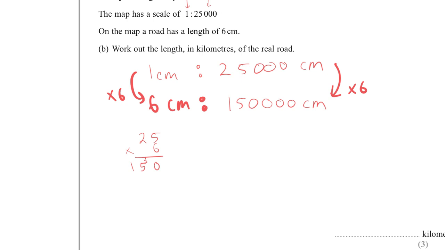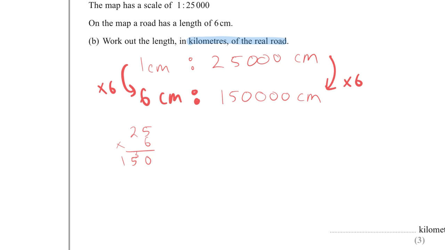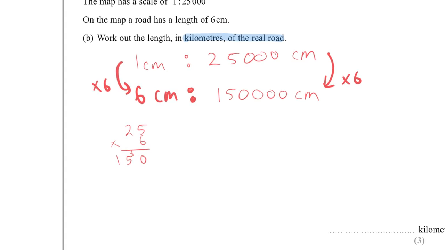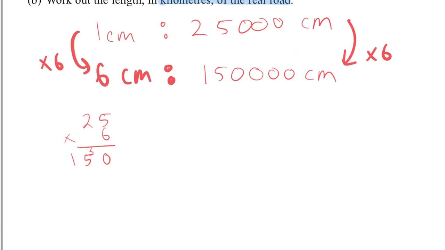Now, we've got a bit of a problem in the sense that it hasn't asked us for centimetres. It's asked us for kilometres of the road, because that's probably most realistic to what they would want to use if they were measuring a road. They wouldn't measure in centimetres, that would take ages. They're going to measure in kilometres. So we need to convert this to kilometres, and we'll do it in 2 steps. We start with the fact that there are 100 centimetres in 1 metre.